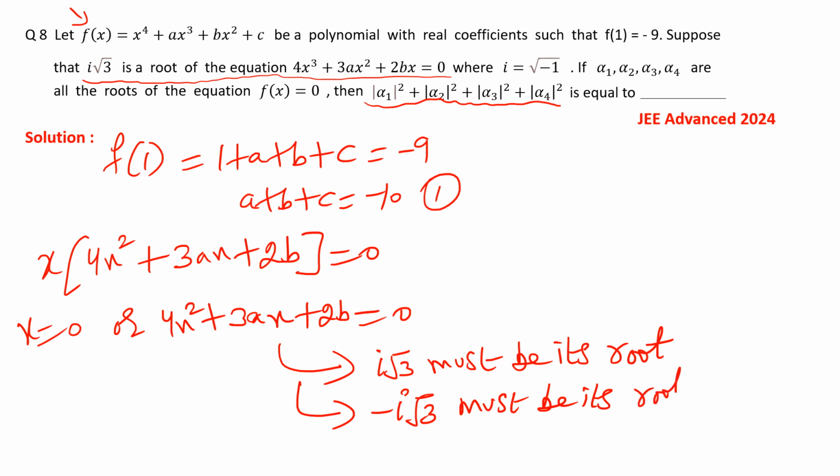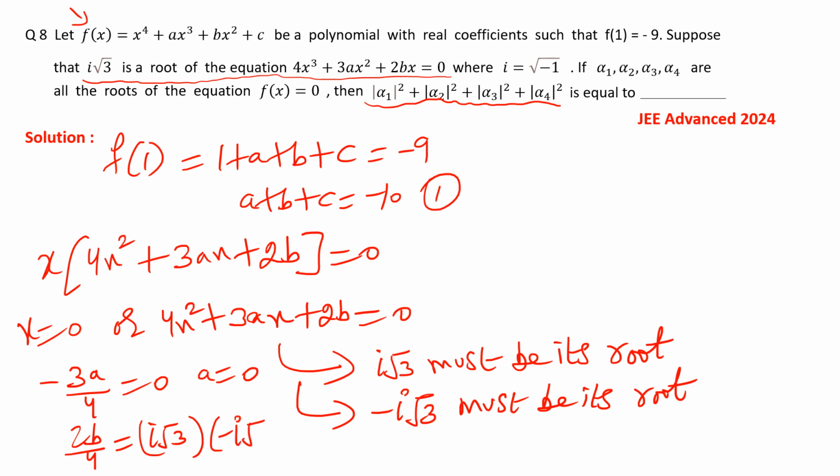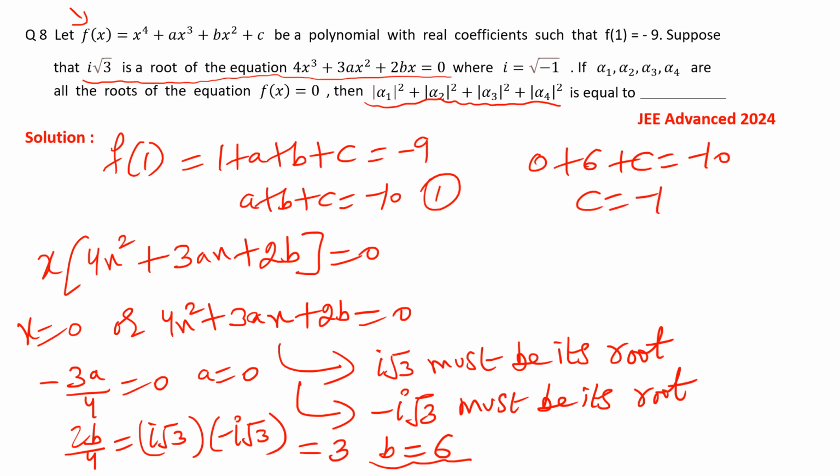Right? Now just use the formula for sum of roots and product of roots. So you'll be getting -3a/4 = 0, or a = 0. And similarly 2b/4 = i√3 × (-i√3). Right? This becomes -3i^2, which is just 3. So from here we'll be getting the value of b as 6. Fine. Now we have got the values of a and b. Just put these two values in the first equation. So you'll be getting 0 + 6 + c = -10, or c = -16.